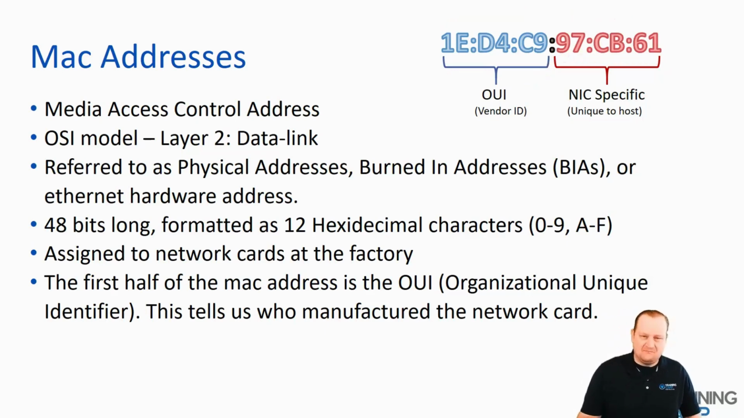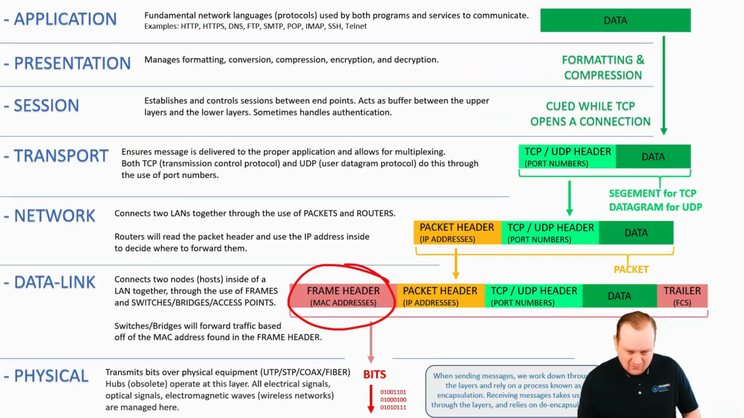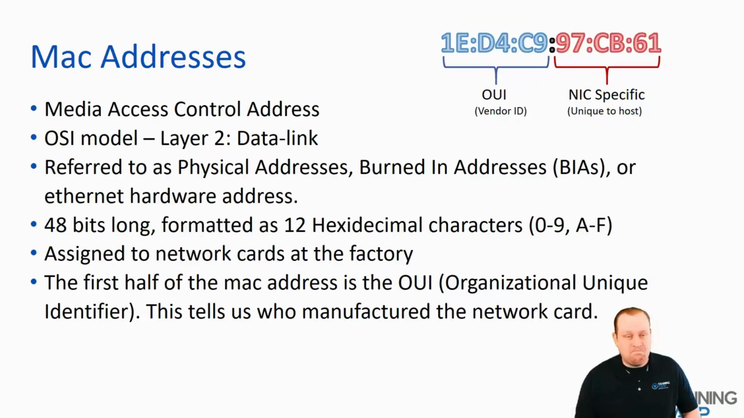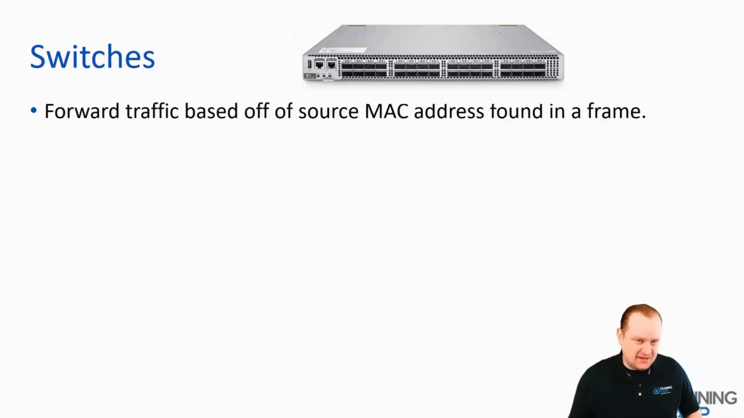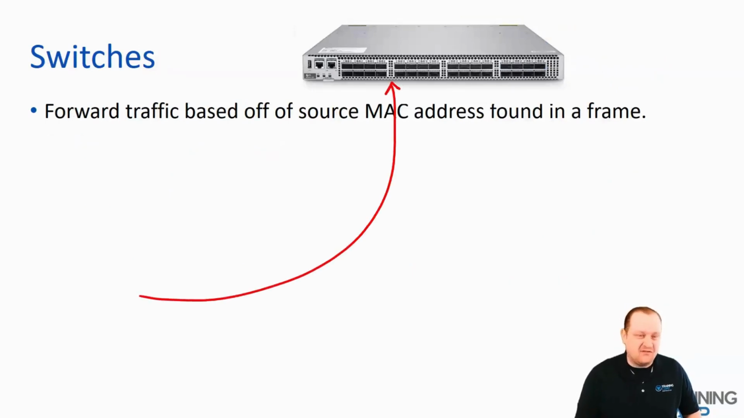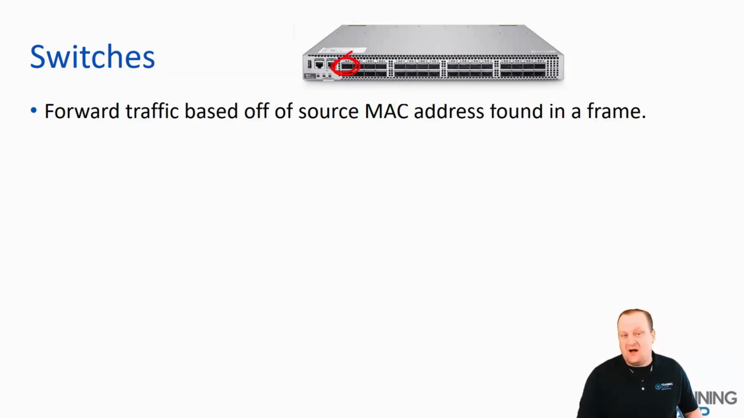Now, these MAC addresses, which we're going to find in every single message going across our network for the most part, are important to our switches. Because when traffic comes into a switch, it's going to look at that MAC address to decide which of these other ports it should send the message out of. Like if a message came in here, should it go out any of the other ports? Should it go out that port? Should it go out this port? Which port should we go out? It's an important part of this. So switches forward traffic based off of the source MAC address found in any frame.